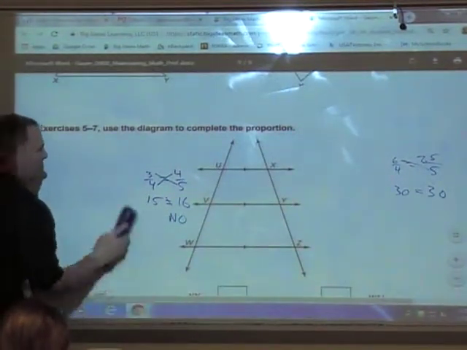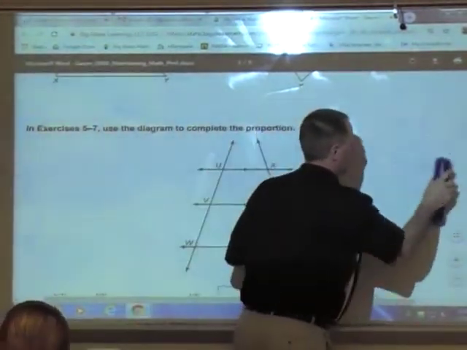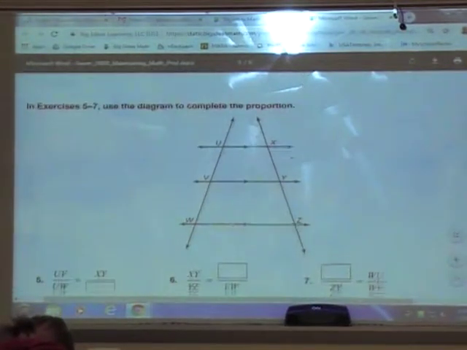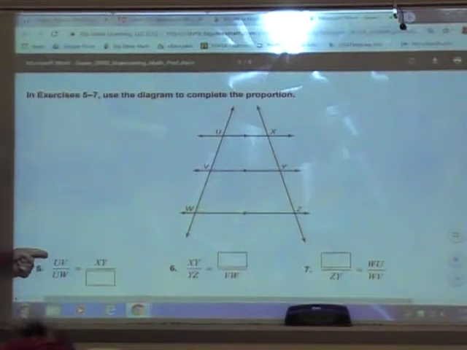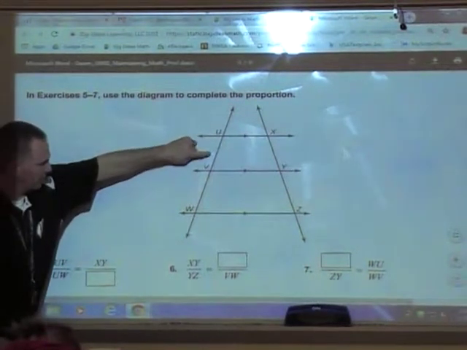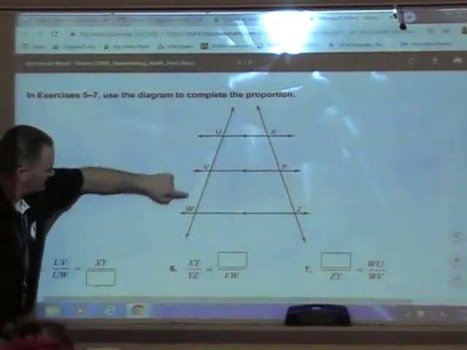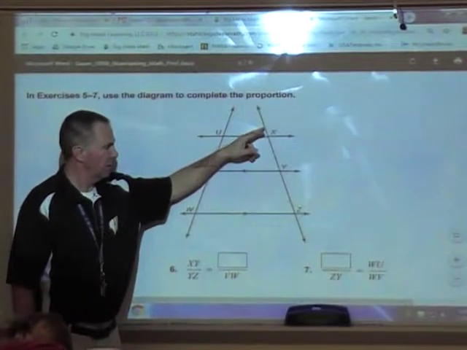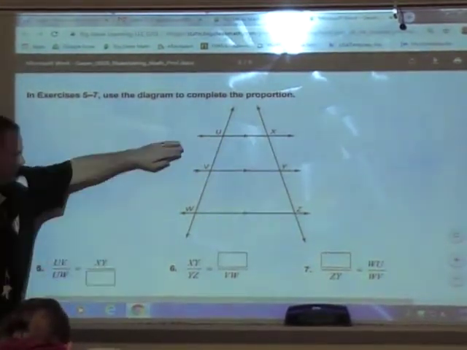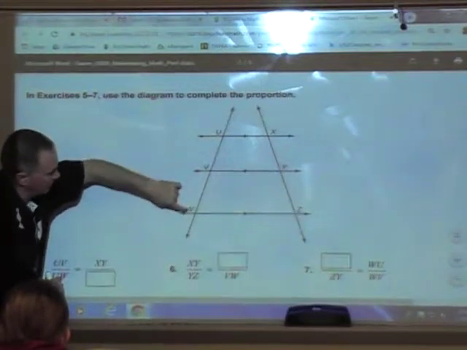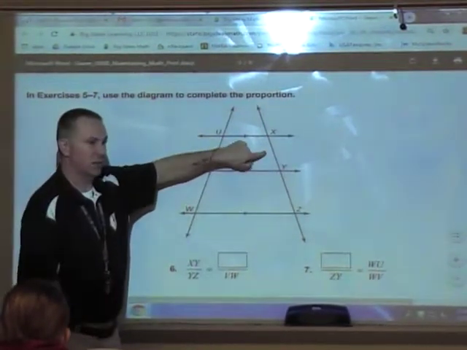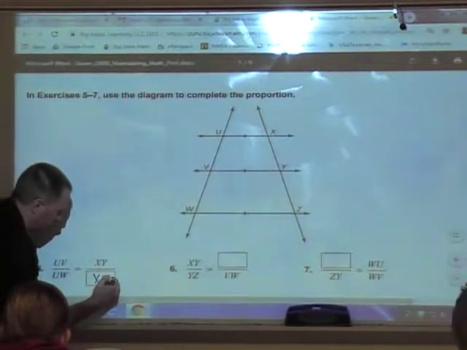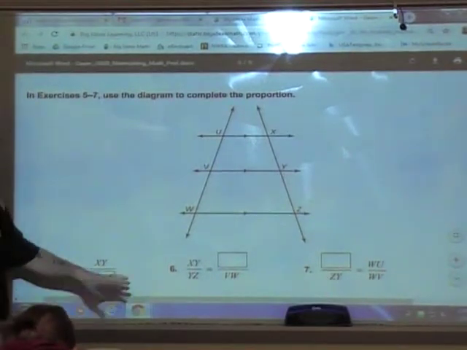Let's do this one. You've got 3 parallel lines. Use the diagram to complete the proportion. Okay, look what it's saying. UV is to UW. This piece is to the long piece. UV is to the long piece, which you can do. So XY is to... watch, UV is to UW, the whole side, as XY is to XZ. All right, good? And yes, you can do that. All right? Watch what they say.